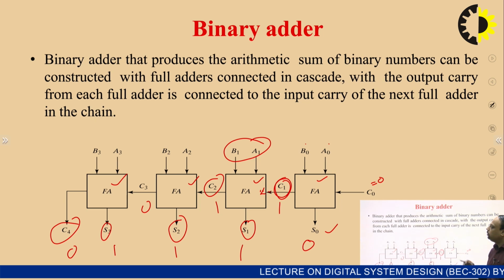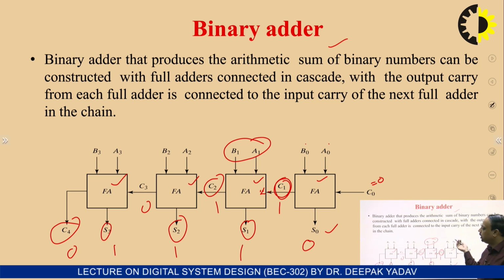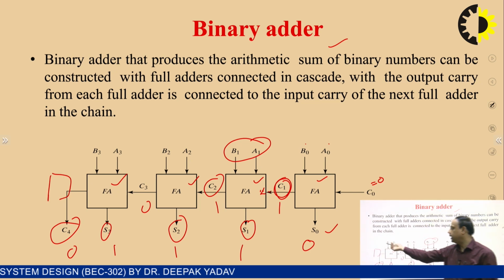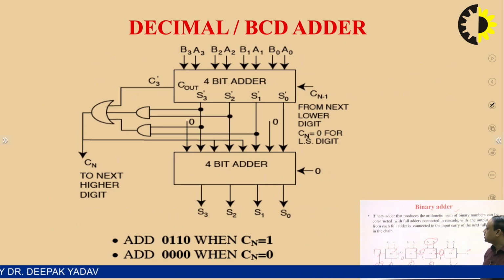So in this way we can use a binary adder to perform the addition of binary numbers with as many bits as required. If it is a 5-bit addition, we can use one more full adder over here. For 6-bit addition, we can add one more full adder in the combination of this.